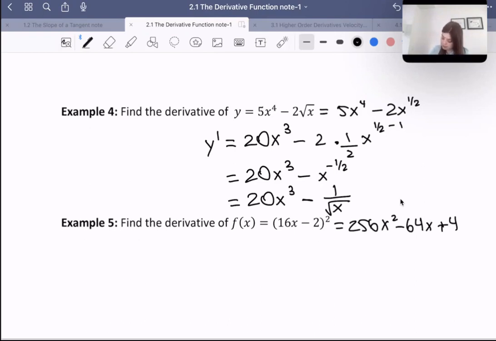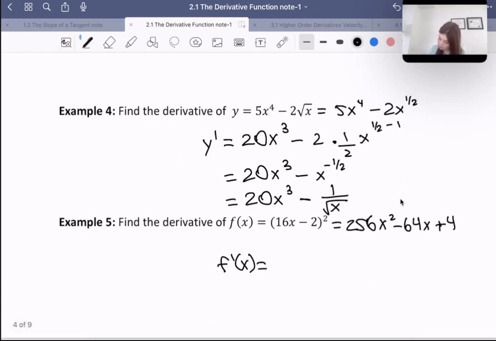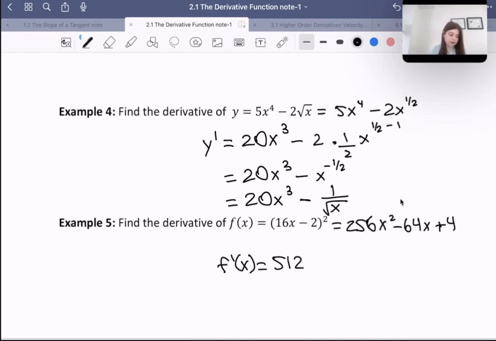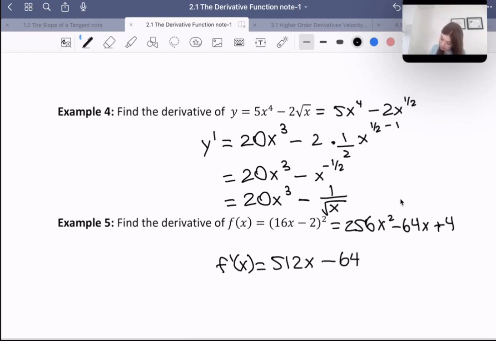And keep in mind, this polynomial has three terms in it, right? 256x squared, negative 64x, and plus 4. So to find the derivative, we must apply the power rule twice, and then the constant rule once for the 4. So let's see here what we'll do. 256 times 2 would be 512. And then the x squared becomes just x, right? So just x. And then here we're going to subtract 64, right? The power of 1 here just gets multiplied by negative 64, and then it subtracts off, so we get x to the 0, which is 1.